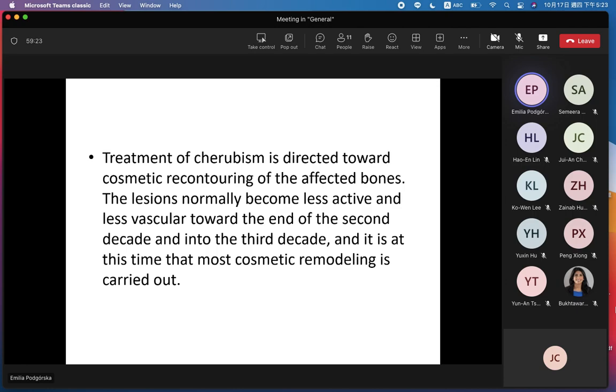Treatment of cherubism is directed towards cosmetic recontouring of the affected bones. The lesions normally become less active and less vascular toward the end of the second decade and into the third decade, and it is at this time that the most cosmetic remodeling is carried out.